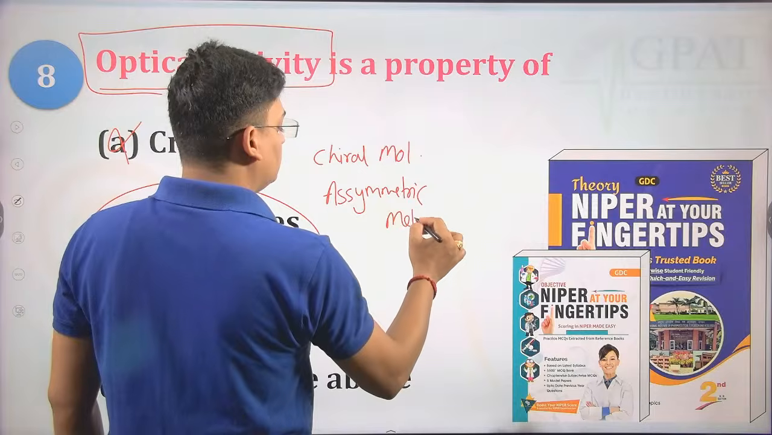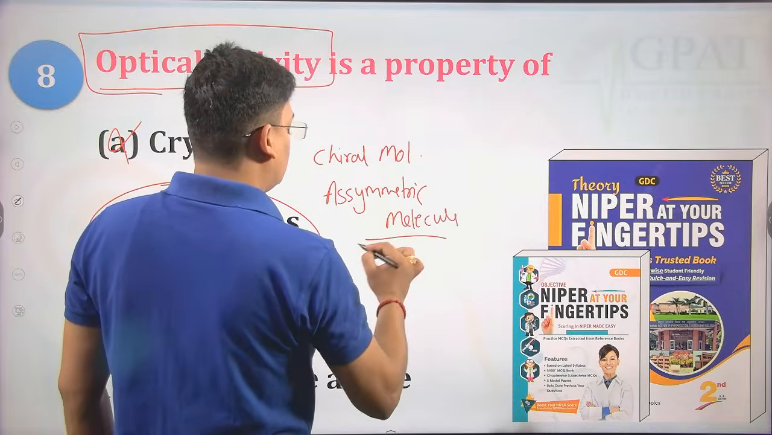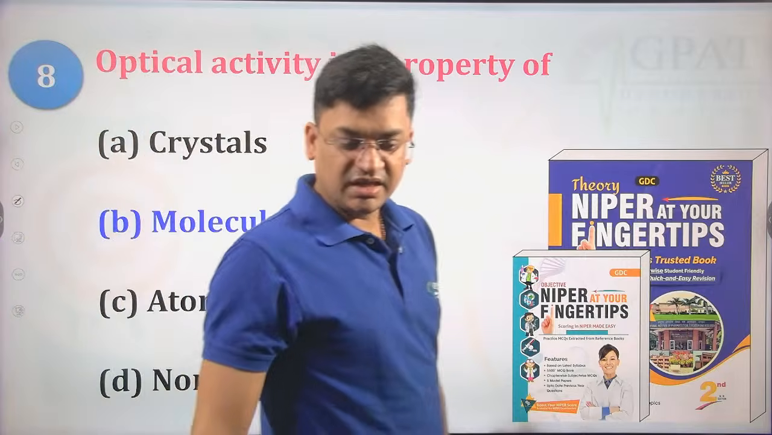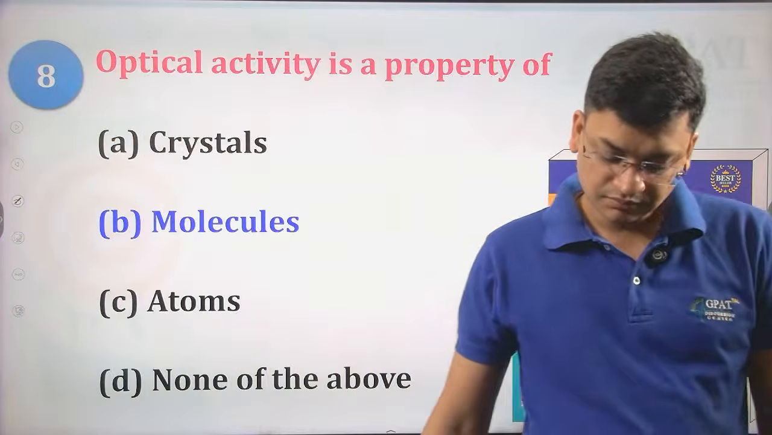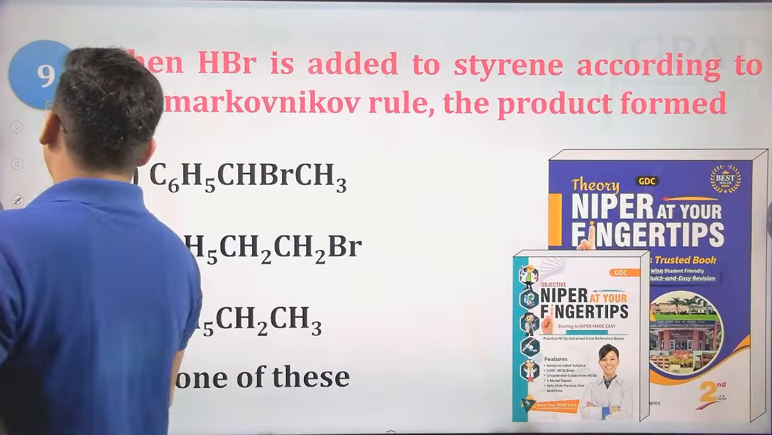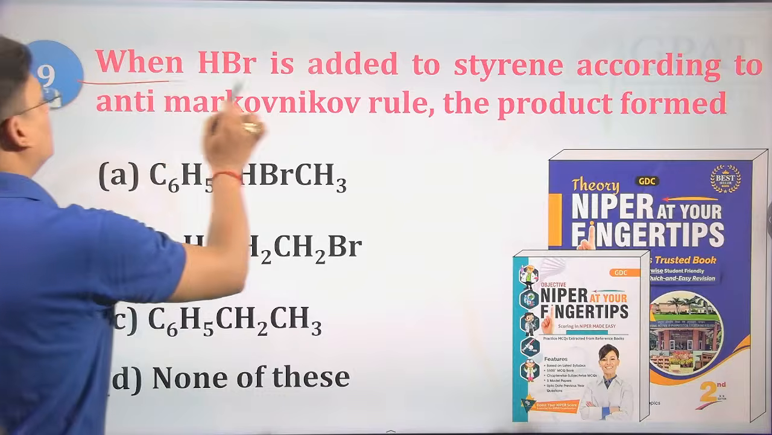Asymmetric molecule. Okay, so the right answer will be B. B will be the correct answer. Asymmetric molecule, in which we are having chiral carbons and no symmetry is present.